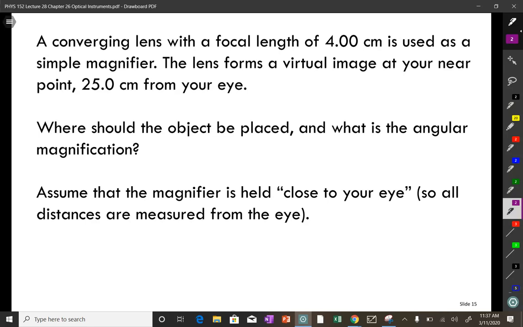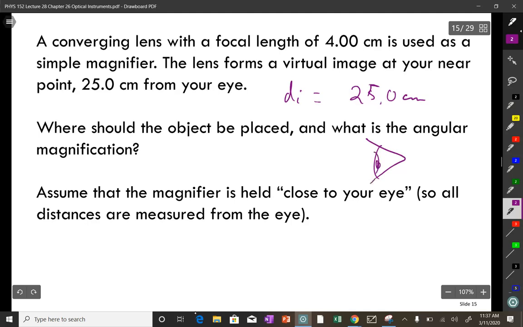According to the words here, what is the image distance? 25 centimeters. The virtual image is at your near point, which is 25 centimeters. Okay, the virtual image is at your near point, but that's not the right answer.